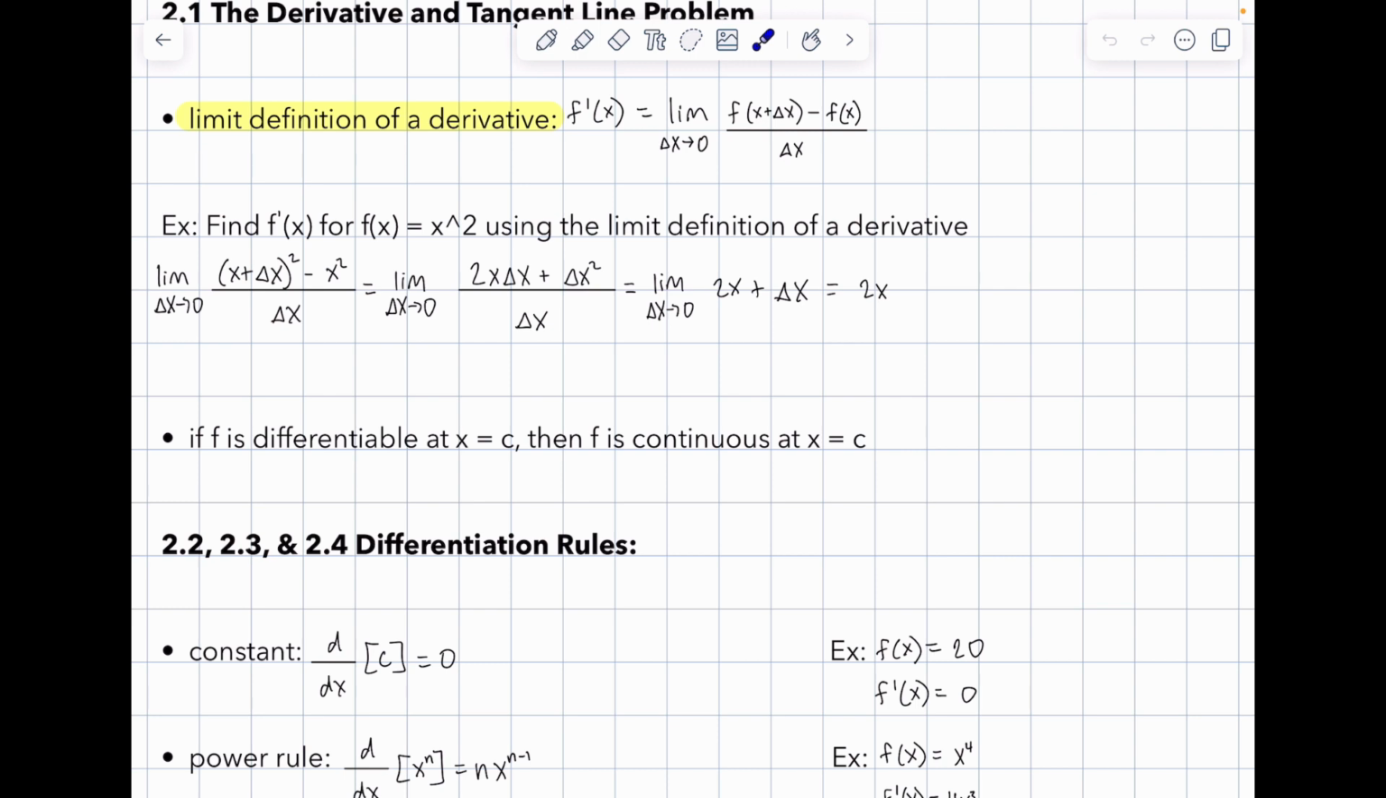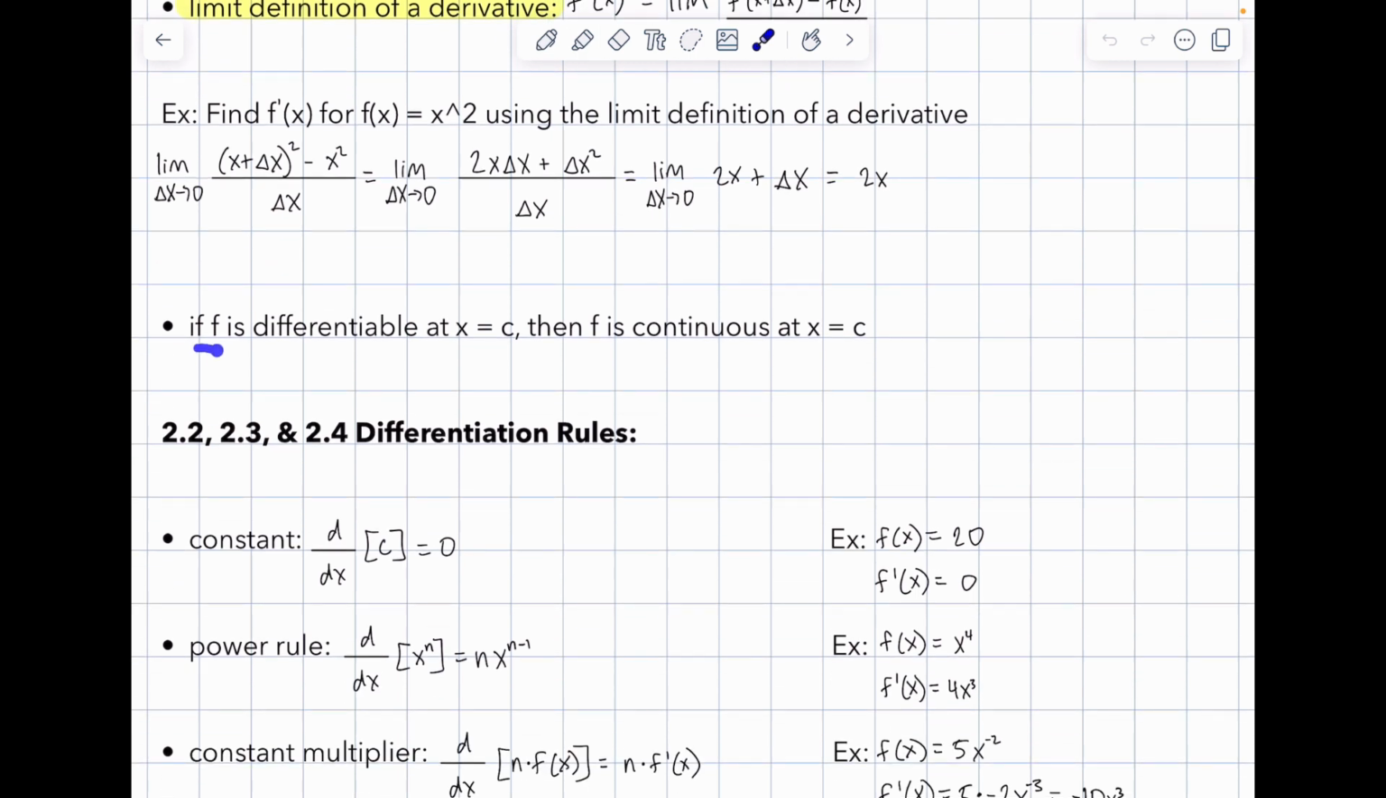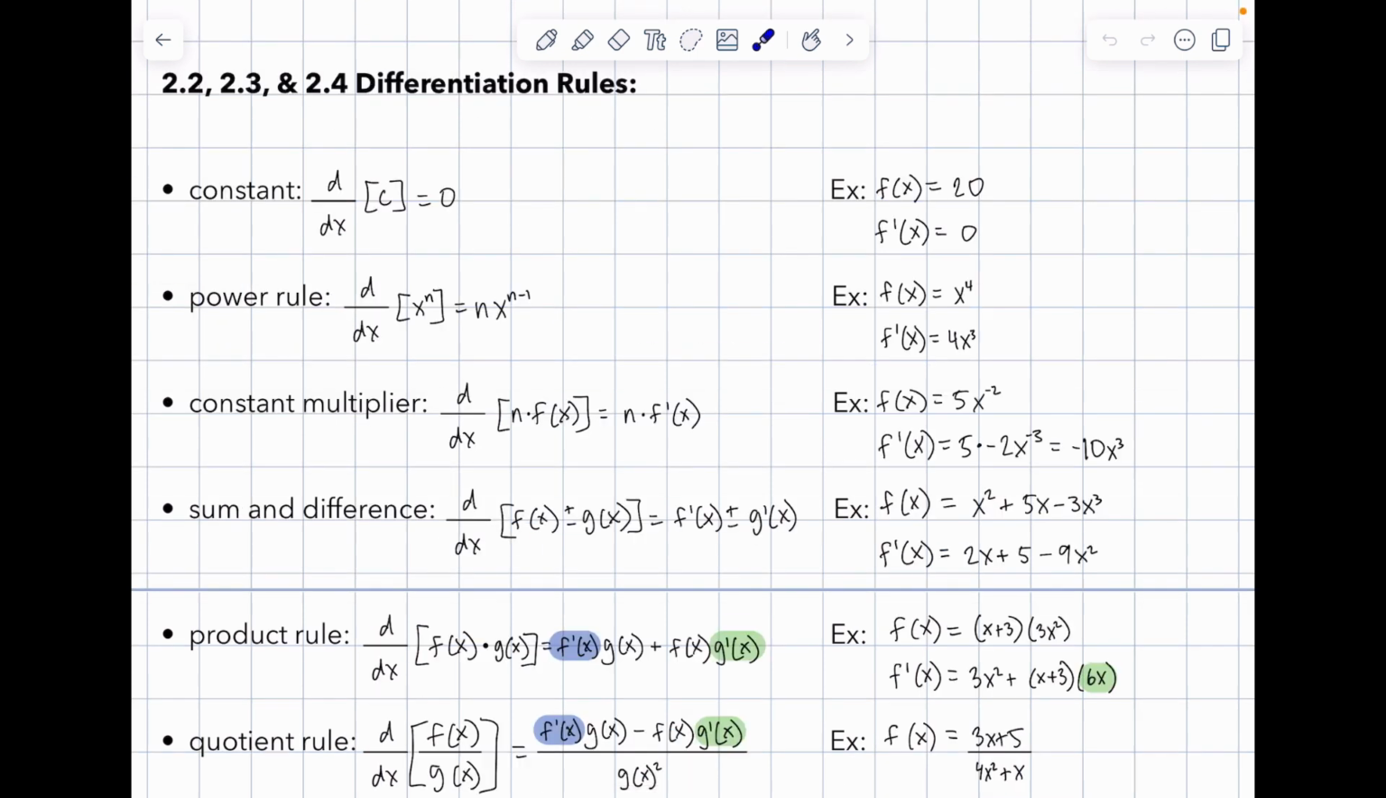And so just one point, if a function is differentiable at x equals c, then f is continuous at x equals c. And so now we have some differentiation rules. So basically, if you are taking the derivative of a constant, that will always equal 0. So for example, if f of x equals 20, then f prime of x will equal 0.